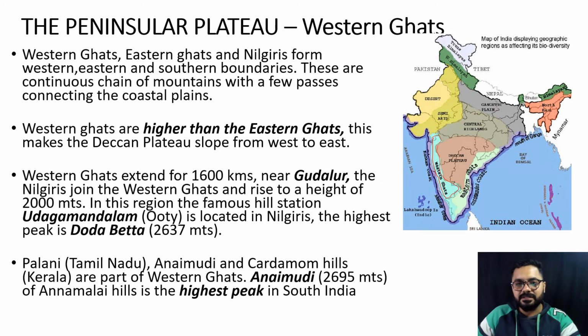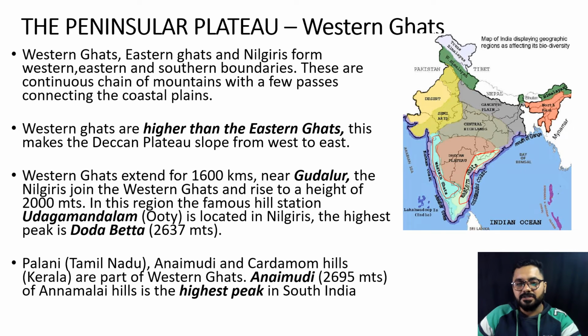Since this is on the western side of India, we call these Ghats the Western Ghats. Now if you look at this part of the map, this portion is on the eastern side, and since it is on the eastern side, these Ghats are called the Eastern Ghats. So the Western Ghats form the boundary on the western side and the Eastern Ghats form the boundary on the eastern side.